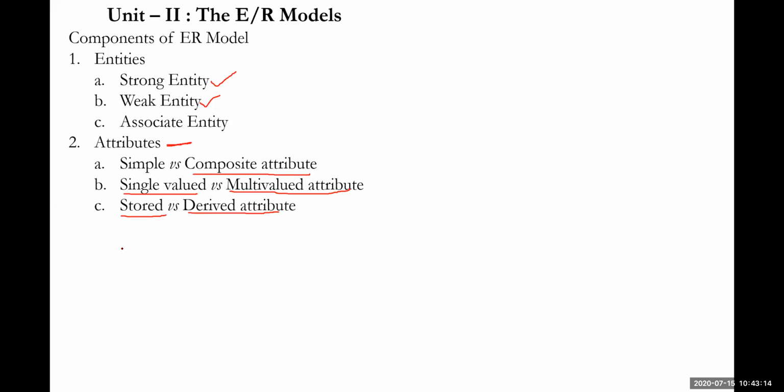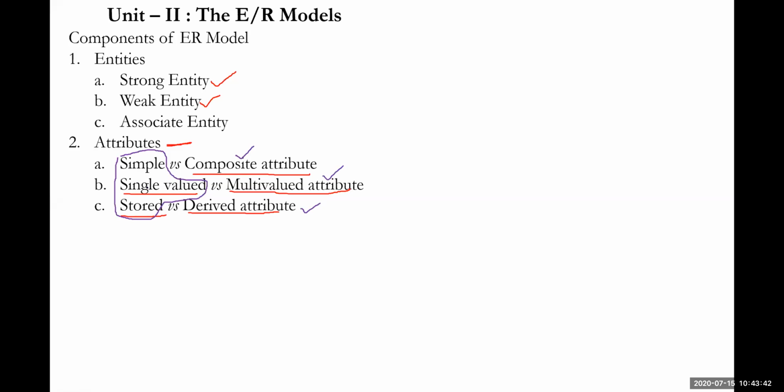Here I'd like to concentrate on one particular point. Single valued, simple, and stored are the same. Because of explaining about the composite, the multi-valued, and the derived, we have taken its opposite word. That is the only point you should consider here.